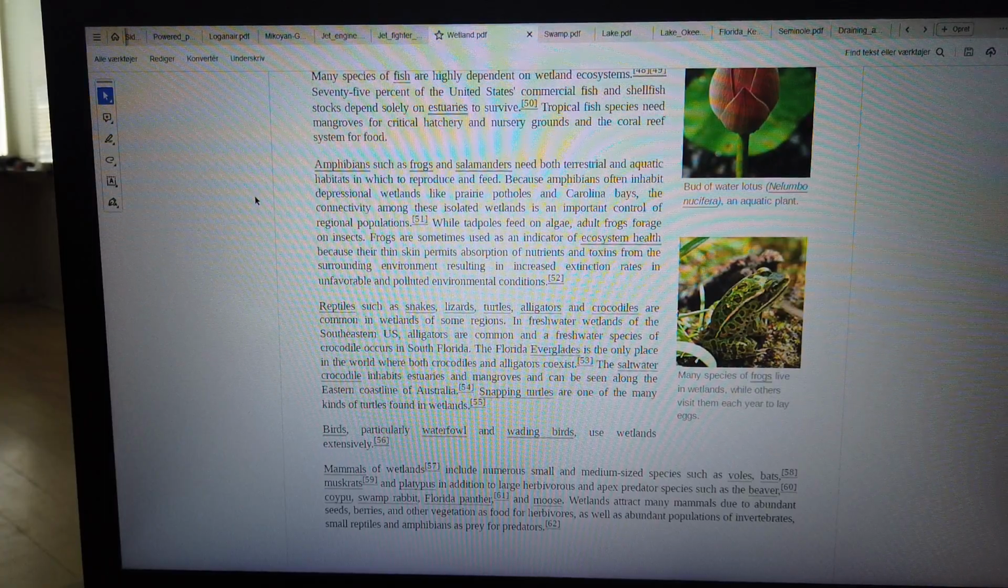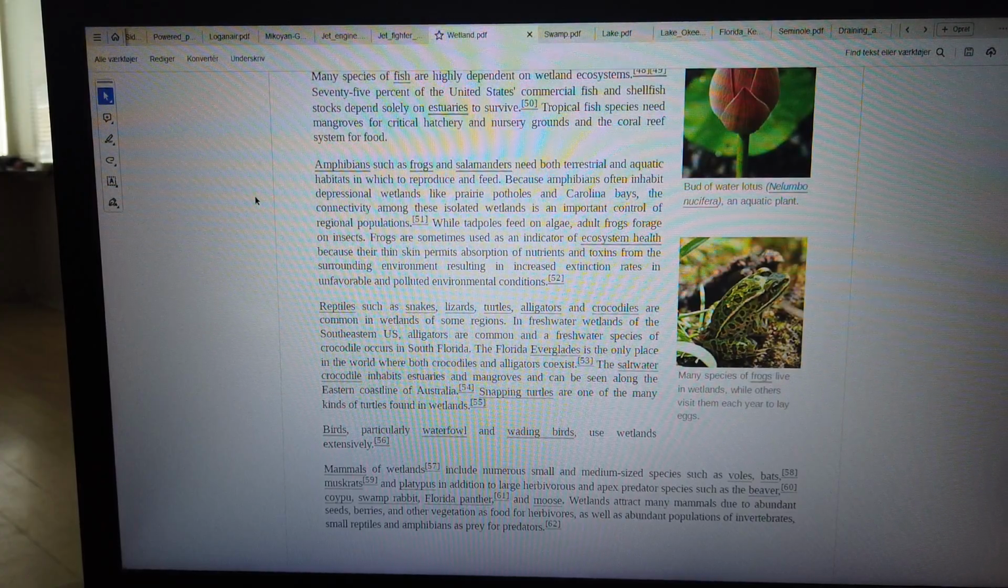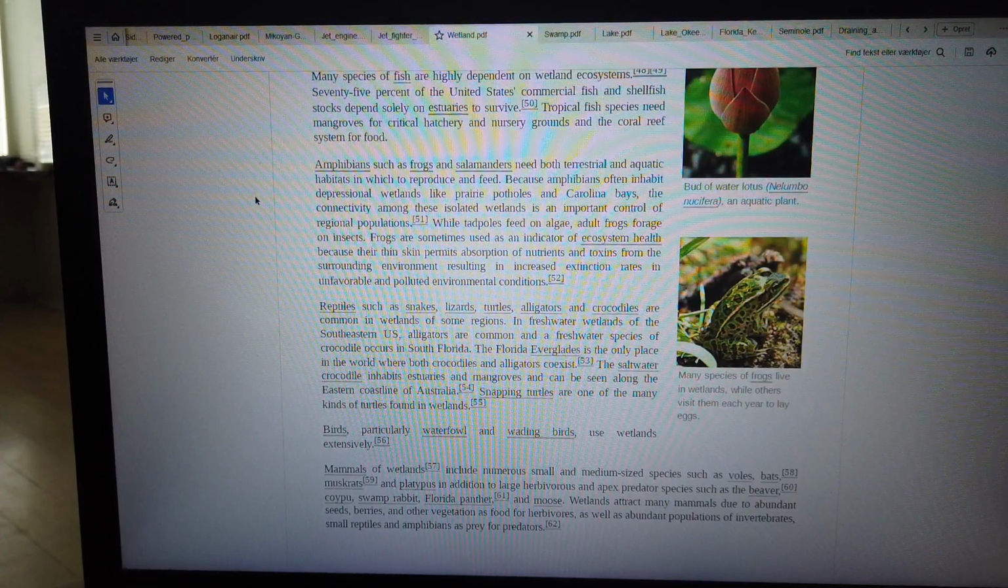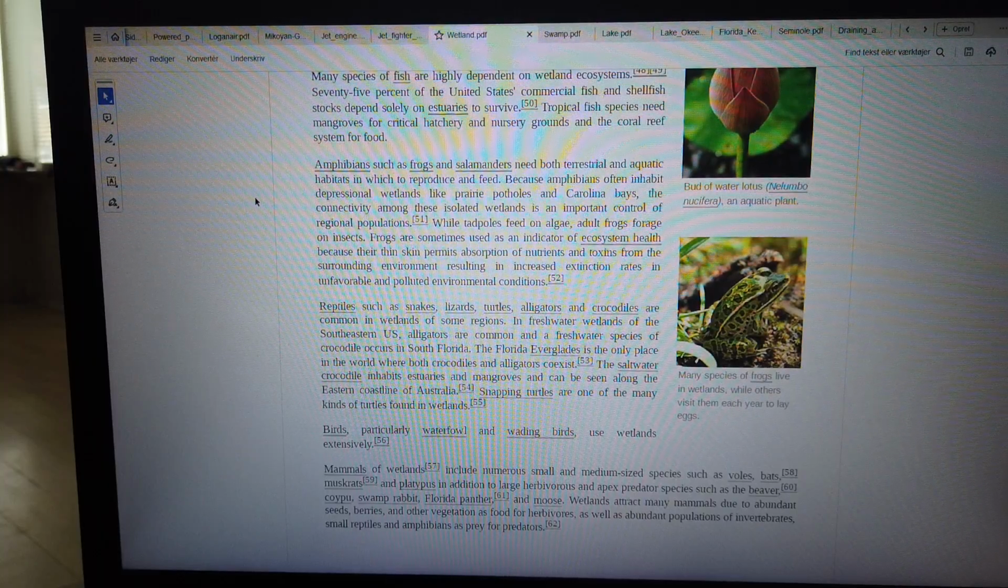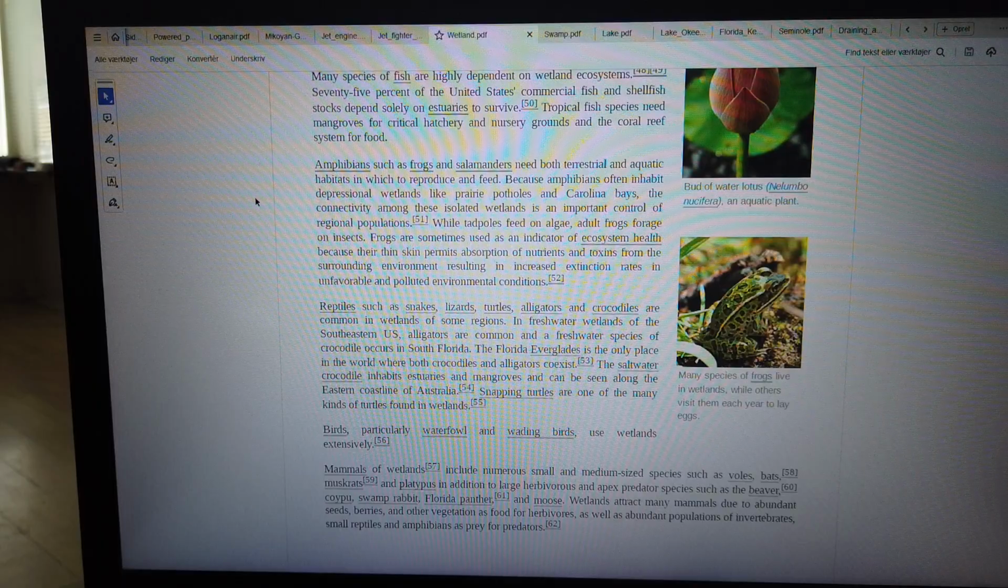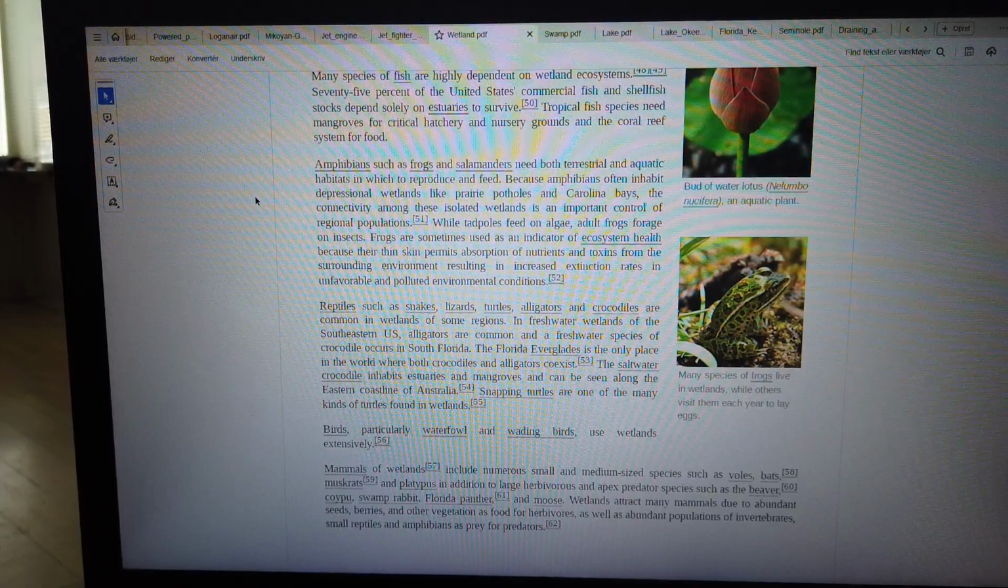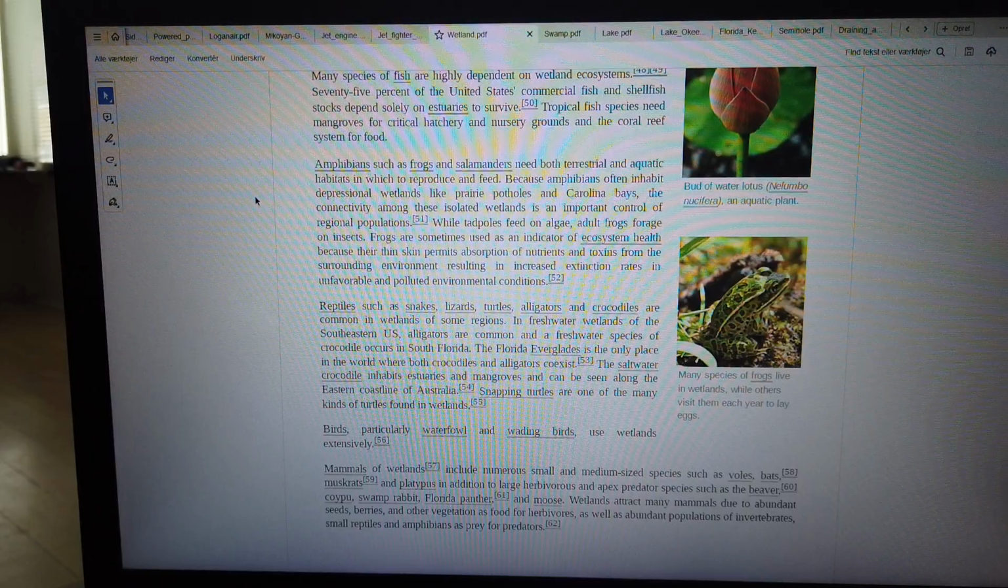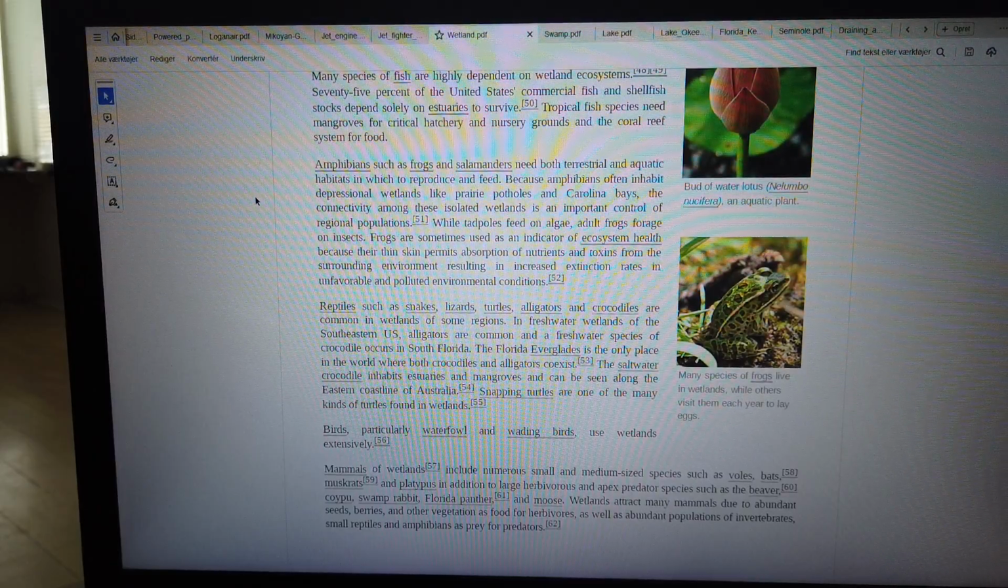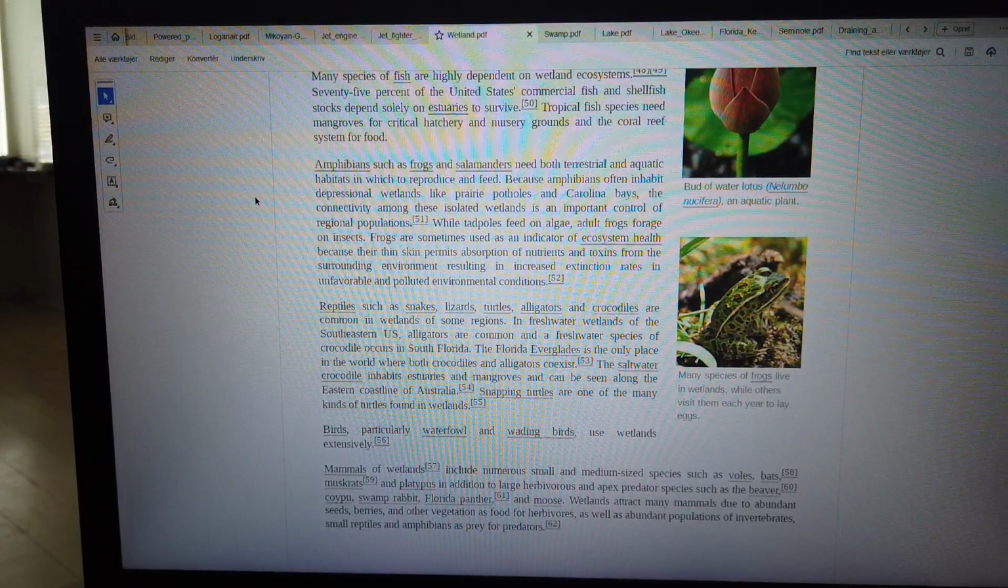Reptiles such as snakes, lizards, turtles, alligators and crocodiles are common in wetlands of some regions. In freshwater wetlands of the southeastern U.S., alligators are common and a freshwater species of crocodile occurs in South Florida. The Florida Everglades is the only place in the world where both crocodiles and alligators coexist.